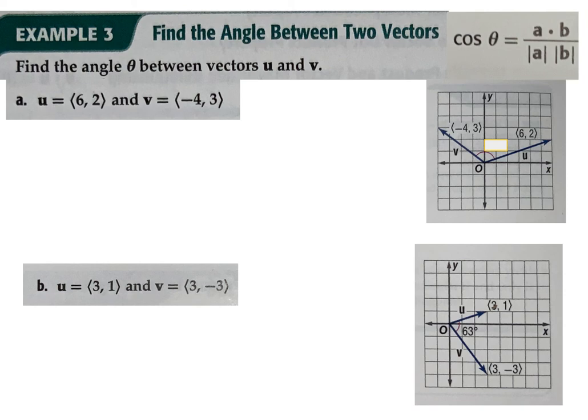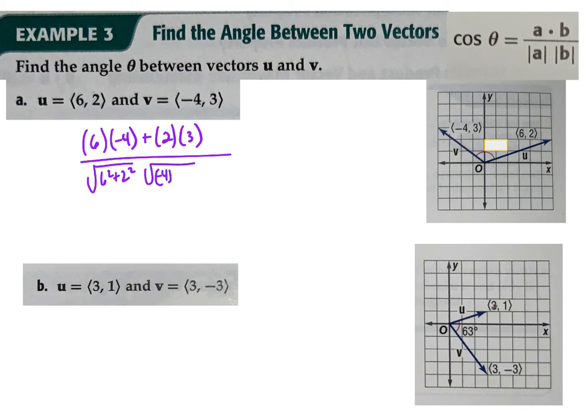The dot product. So the first thing we're going to do is the numerator is going to be the 6 times negative 4 plus the 2 times 3. That's my numerator. The denominator is going to be my magnitude of the individual ones. So the magnitude of 6 squared plus 2 squared, and the magnitude of negative 4 squared plus 3 squared.